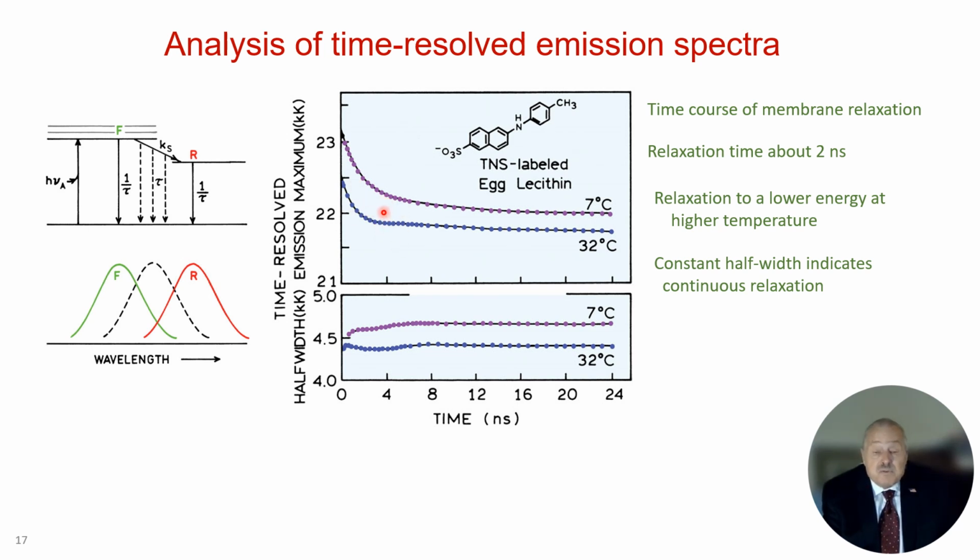And it would have been too fast for the sampling oscilloscope available, at least in 1970. The other thing we look at is the half-width. And in this particular case that we showed in the previous slide, the half-width stayed constant with time, which means that this was really sort of a continuous relaxation, or spectrally behaved as a continuous relaxation.